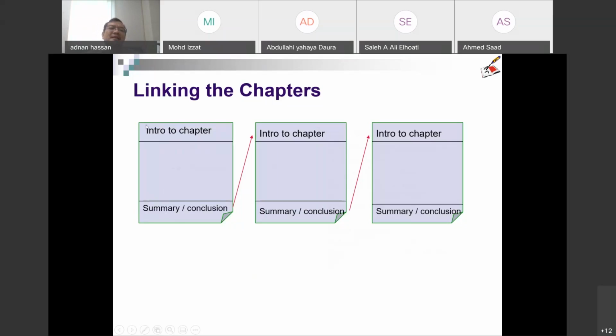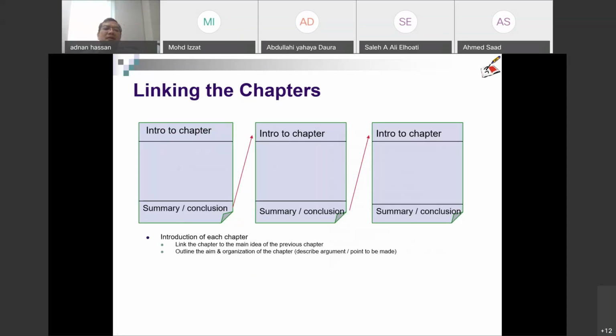So what is a summary? Summarize the content in that chapter, and then you link before you end the chapter. You will say that the next chapter will cover the literature review, so that the reader is signaled what he can expect when he goes to the next chapter. So you should have some linkage from one chapter to another chapter. Any question? No? So far, so good, sir.